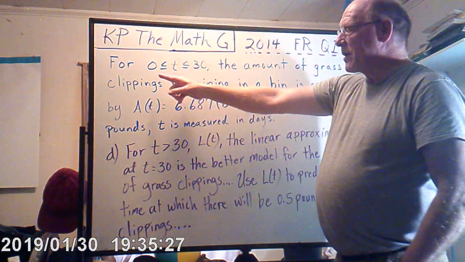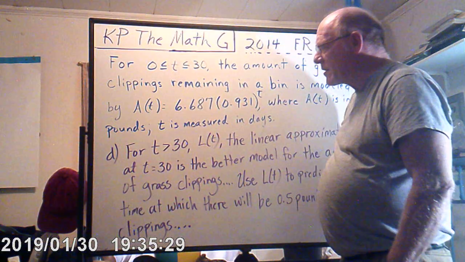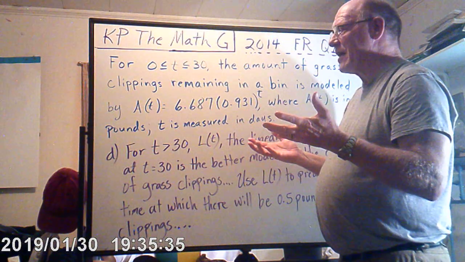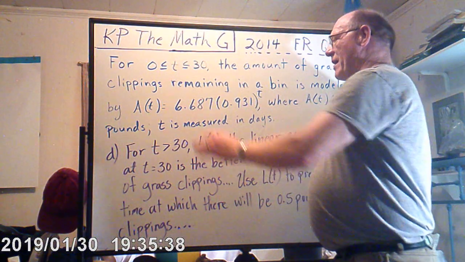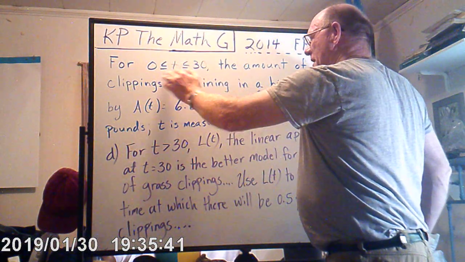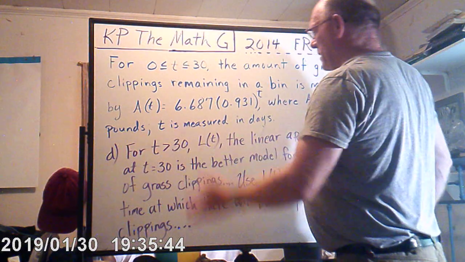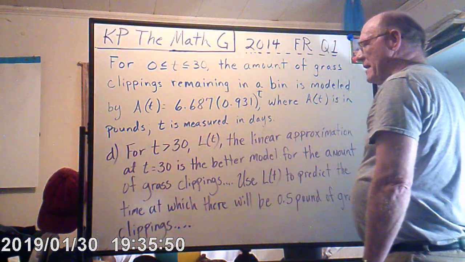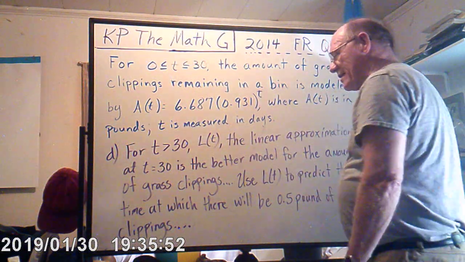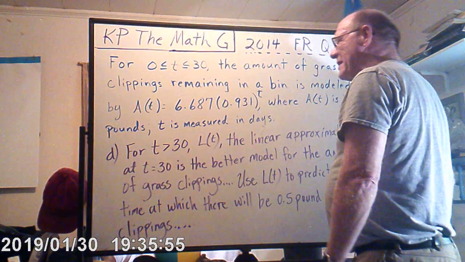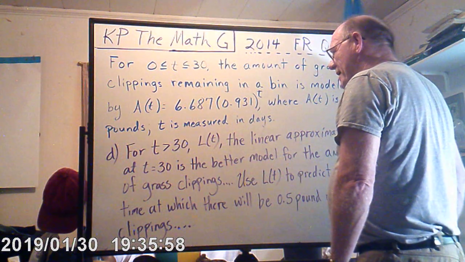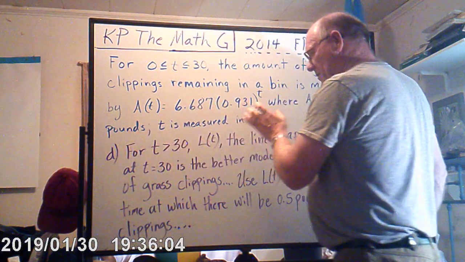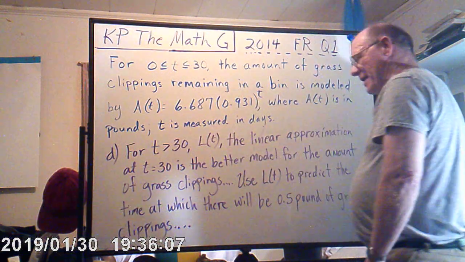The question is about grass clippings in a bin, and how they decompose over a period of time after so many days. For t between 0 and 30 days, including 0 and 30, the amount of grass clippings remaining in the bin is modeled by A(t) = 6.687 times 0.931 raised to the t, where A(t) is in pounds and t is measured in days.